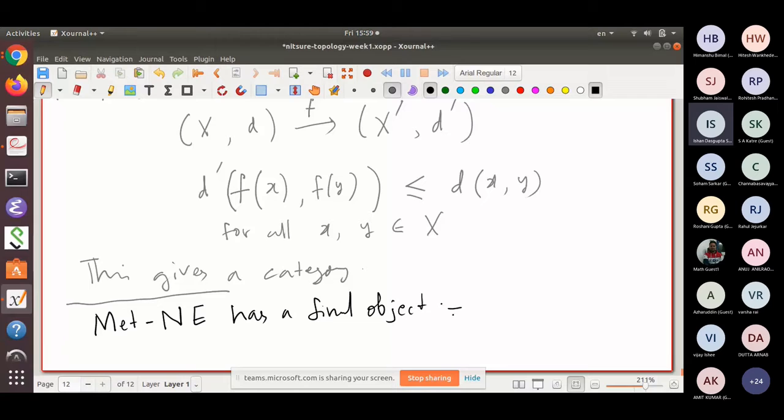Yes, that's... And what's the final object? A singleton metric space.